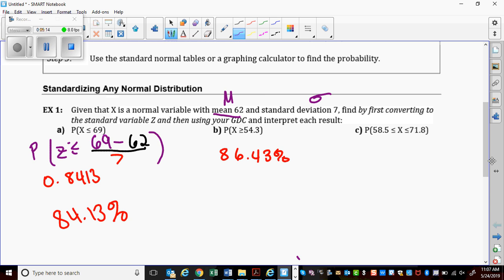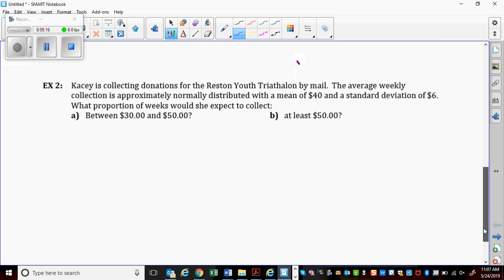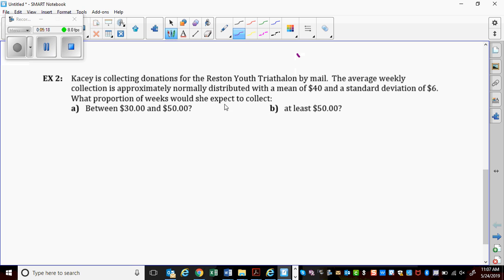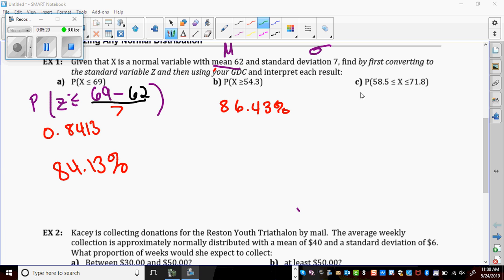I want you guys to try C. Please pause your video and try C now. The lower bound is 58.5 and the upper bound is 71.8. Your mean and standard deviation should be the same. You shouldn't even have to change it. You should get about 61.07% chance.